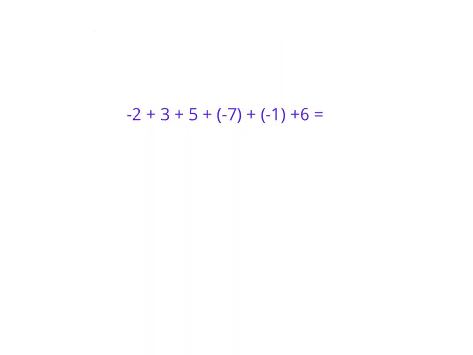What about when we have more than 2 digits in an addition problem? Well, my tip to you would be to combine all of the same type of integers. So I want to combine all of my negative integers together first, and then I'll combine all of my positive integers, and then I'll rewrite the problem. So first I have negative 2 plus negative 7, which gives me negative 9. Then I'm going to add negative 1, which gives me a total of negative 10.